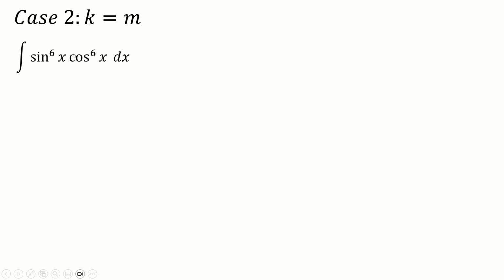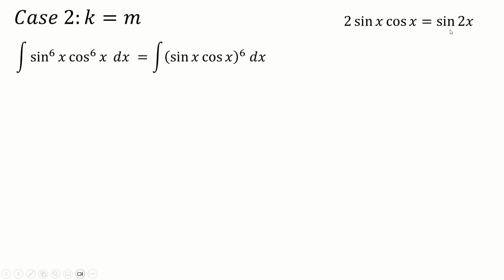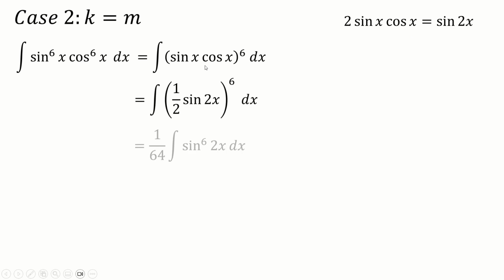So the case where the two powers are equal. Now this actually ends up being quite a nice case because you can say that this is sine x times cos x, all to the power 6. And then if you use this result up here, sine times cos is a half sine 2x. So you can replace that here, and then once you bring the half out, this is the same as the integral that we just did.